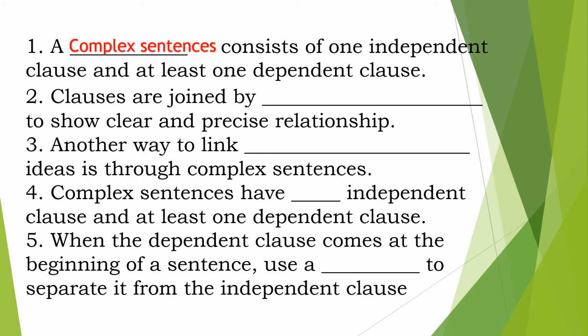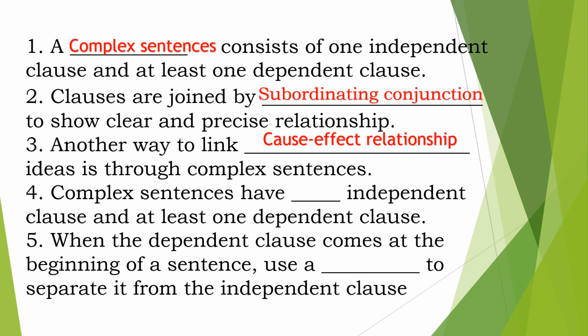Number 2. Clauses are joined by blank to show clear and precise relationships. So what is your answer? If your answer is subordinating conjunctions, then you are correct. Number 3. Another way to link blank ideas is through complex sentence. So what is your answer? If your answer is cause and effect relationship, then your answer is correct. Number 4. Complex sentences have blank independent clause and at least one dependent clause. So what is your answer? If your answer is 1, then you are correct.